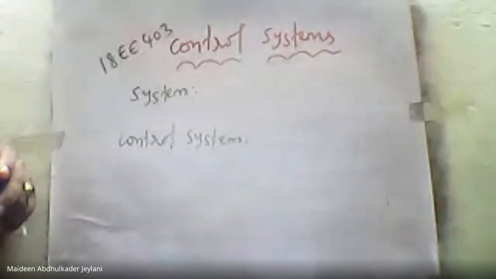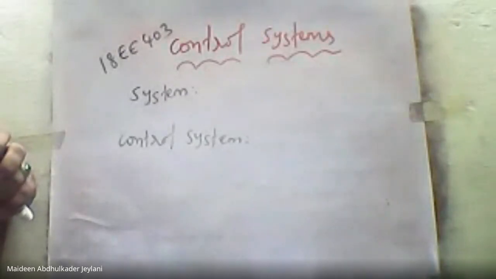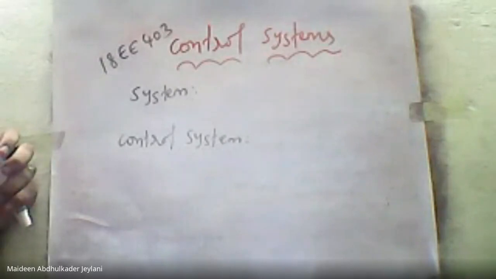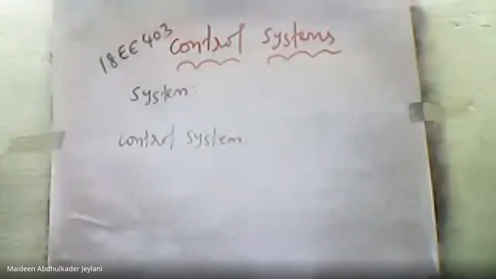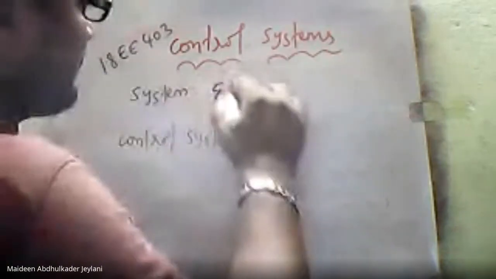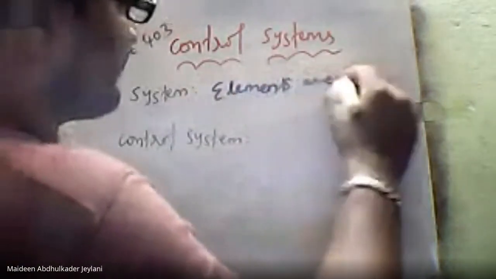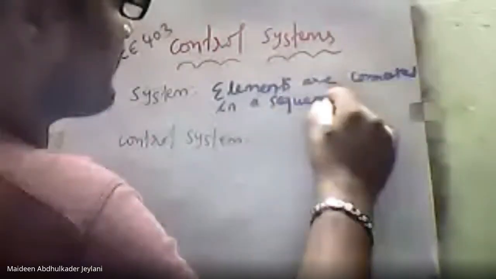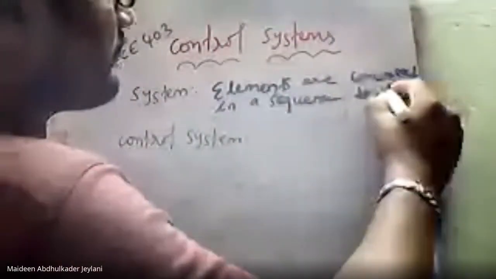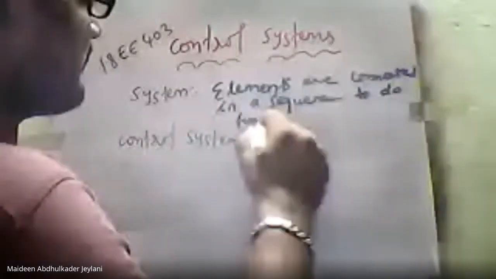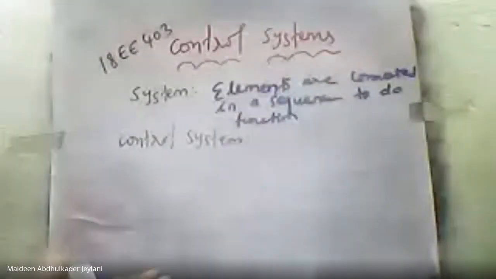When a number of elements or components are connected in a sequence to perform a specific task or specific function, we call it a system, isn't it? Yes or no? Yes, sir. Elements are connected in a sequence to do a particular function or task, we call it a system.